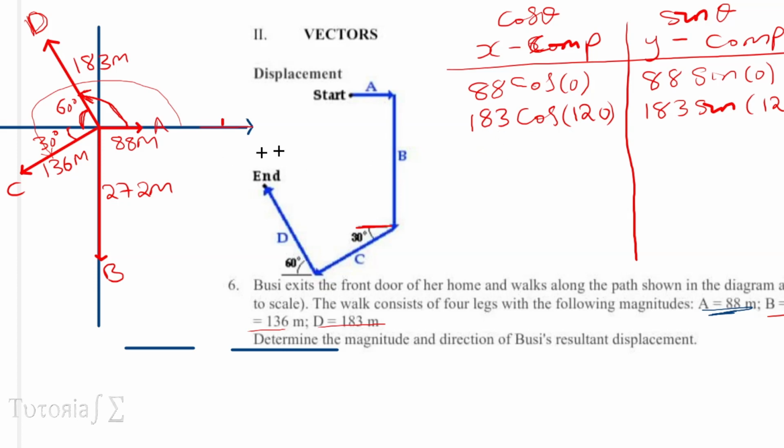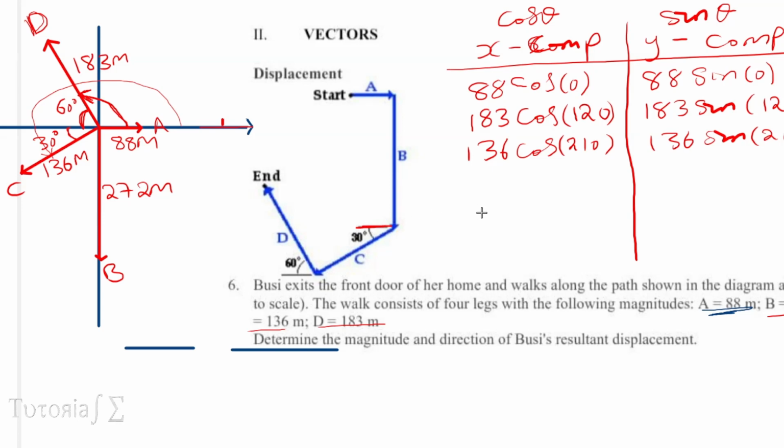All right, so you said the angle is what? 210. All right, so we'll say 136, which is the magnitude of C, then cos 210. Then this other side, it will be 136 sine 210, right? Yes.